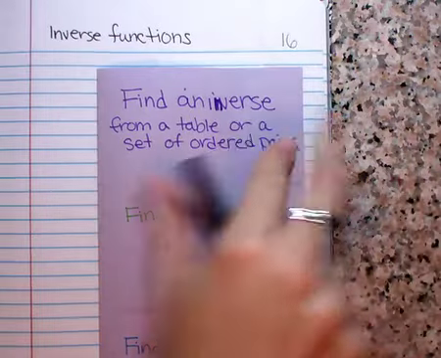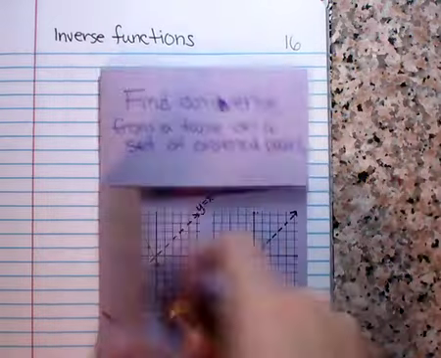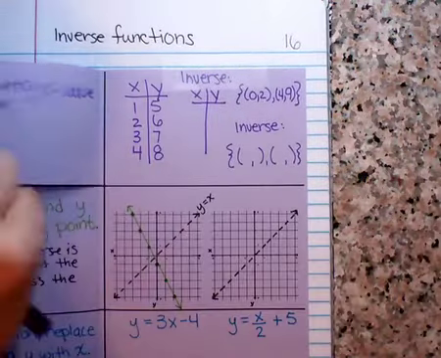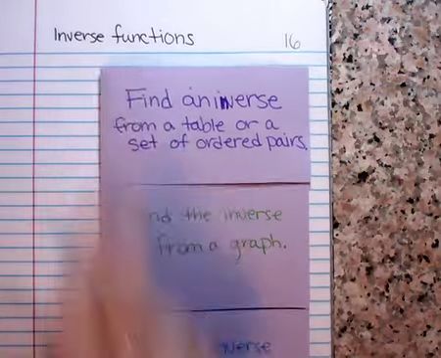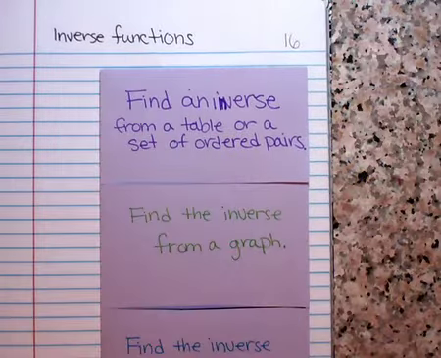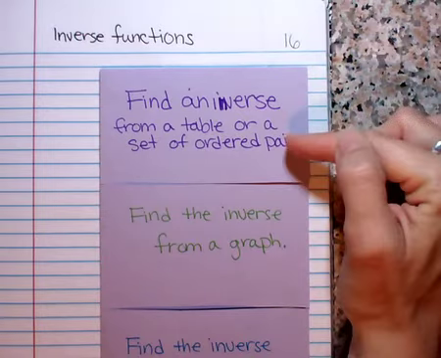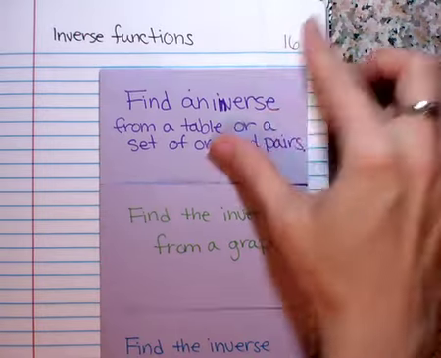And on the sheet of paper that you picked up today in class, make sure that you cut out the three flaps. So we have three different flaps that are going to open. We'll have three different ways to find an inverse. The first way is finding an inverse from a table or a set of ordered pairs.